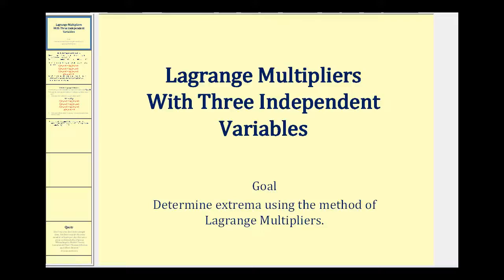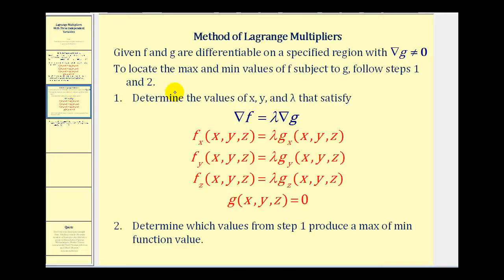Welcome to another example of the Lagrange multipliers, this time with three independent variables. In order to determine the maximum or minimum function values of f under the constraint of g, we're going to set the gradient of f equal to lambda times the gradient of g. That'll give us the first three equations as we see here. Then the fourth equation will be the constraint g equal to 0. Once we determine the values of x, y, z, and lambda, we'll determine which of these produce a max and min function value. Let's go and take a look at our example.